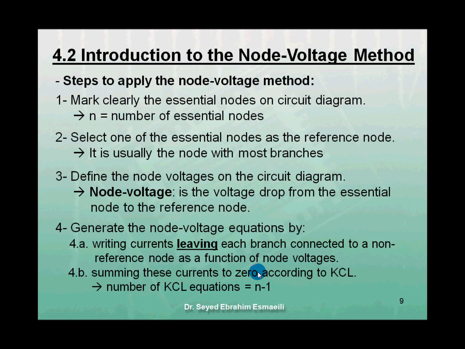Generate the node voltage equations by writing the currents leaving each branch connected to a non-reference node as a function of the node voltage, summing these currents to 0 according to Kirchhoff's current law, where the number of KCL equations equals N minus 1. The node voltage method will be clarified when we solve a couple of examples and problems.